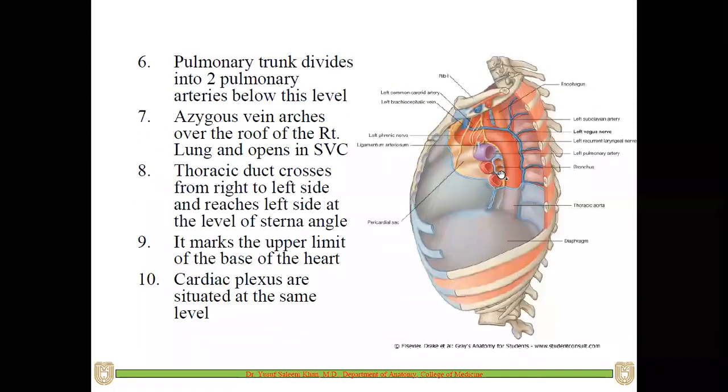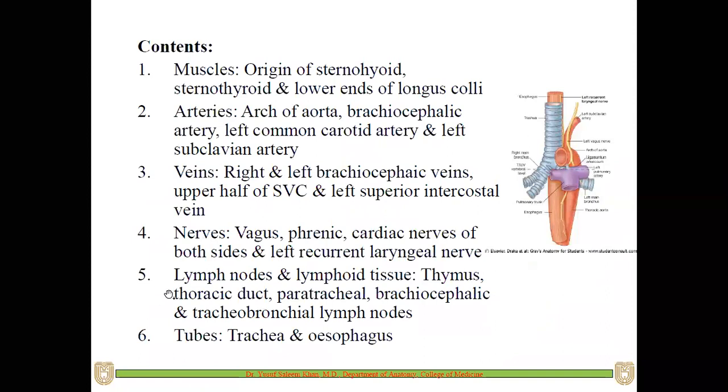Okay, all these nerves are in the superior mediastinum as well as even in the inferior. But here it is present in the superior mediastinum. Okay, then the left recurrent laryngeal nerve. If you can see here, this is the left recurrent laryngeal nerve that is also present in this region.